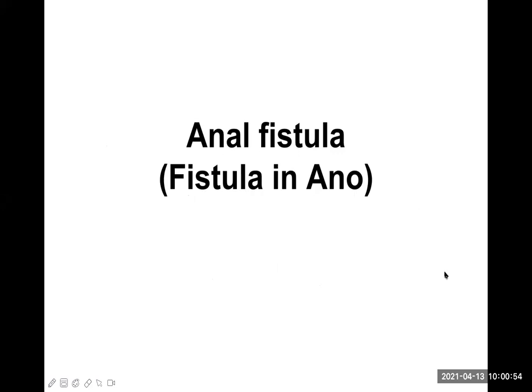Now you all know what is fistula, isn't it? What is fistula in this case? There is an abnormal connection between the anal canal and rectum with the exterior perianal skin as well. This is anal fistula or fistula in ano. Fistula is developed between the inside of the bowel and the skin near the anus.